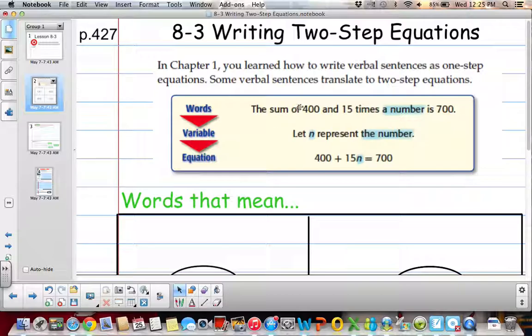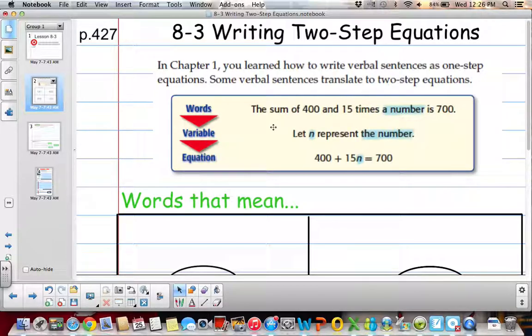So if we look at "the sum of 400 and 15 times a number is 700." We can let n represent the number. We know that sum means addition, so we know that we are going to add 400 and then 15 times the number. "Is" means equals 700. So we're adding 400 plus 15 times a number. We said that a number is n, so we have 15 times n, then our equal sign, 700.